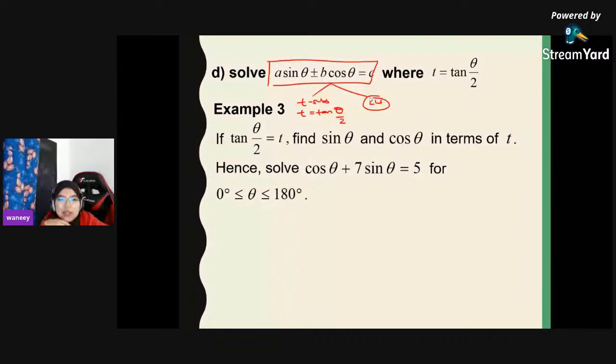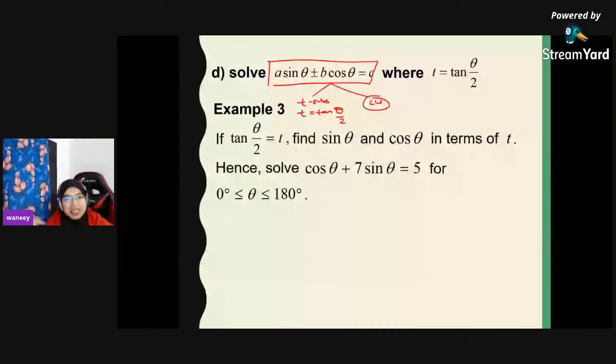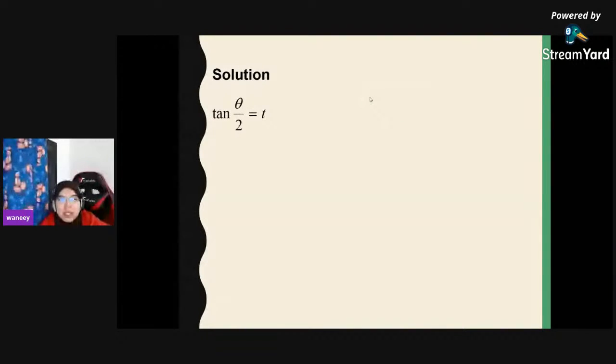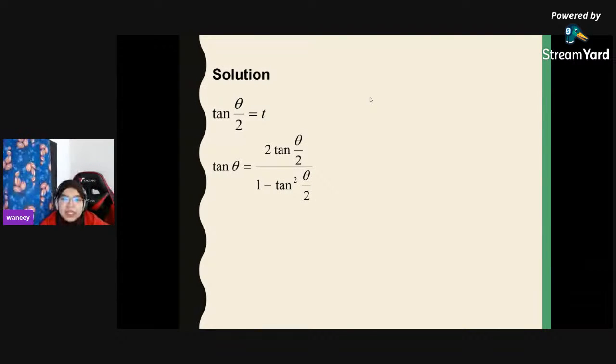If tangent theta over 2 is equal to t, find sine theta and cos theta in terms of t. Hence solve cos theta plus 7 sine theta equal to 5 for theta between 0 and 180 degrees. So what do we do first? Firstly, you need to derive again sine theta and cos theta, similar to what we did previously. You start with the half angle formula: tangent theta is 2 tangent theta over 2 over 1 minus tangent square theta over 2. Substitute t equal to tangent theta over 2, and we end up with 2t over 1 minus t square.